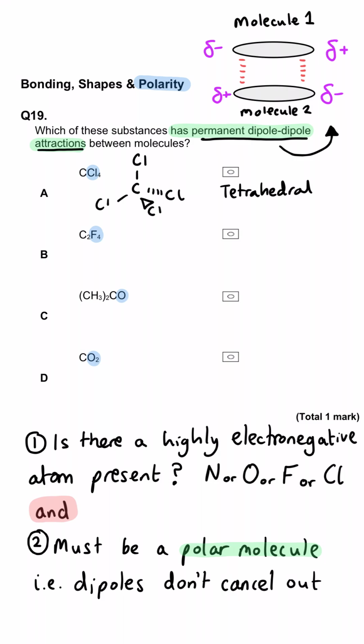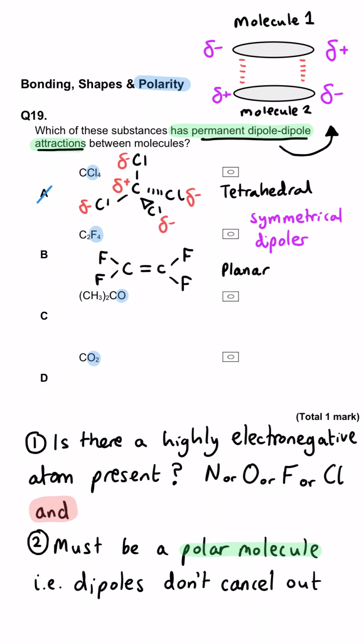A is a tetrahedral arrangement. Those 4 dipoles that will be present will cancel each other out. Similarly, in B, this is a flat molecule, and those 4 polar bonds between carbon and fluorine will cancel each other out because they're all in equal and opposite directions.